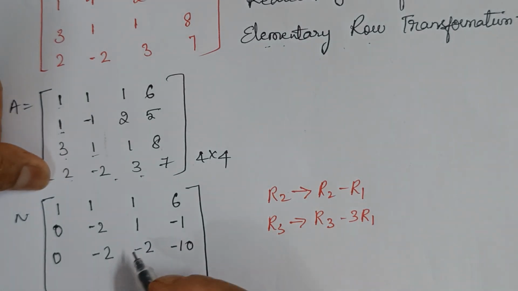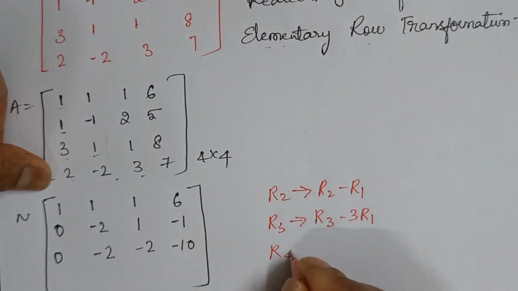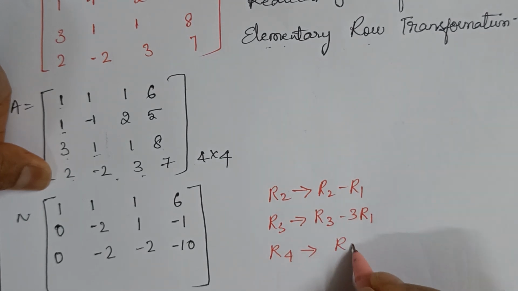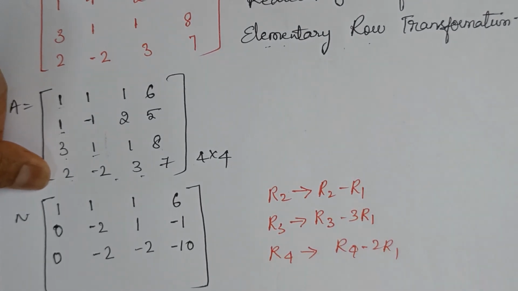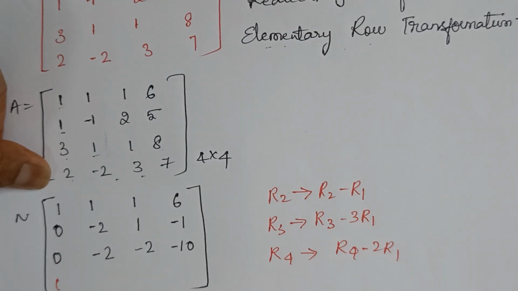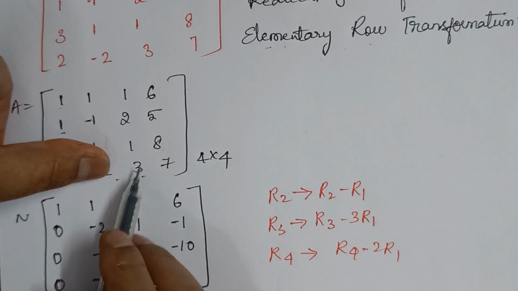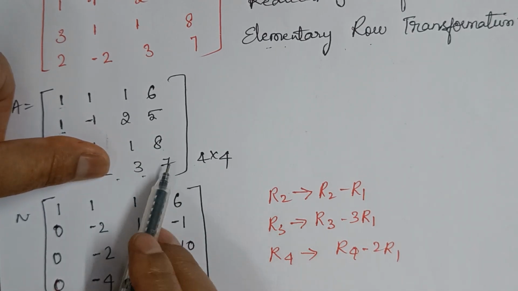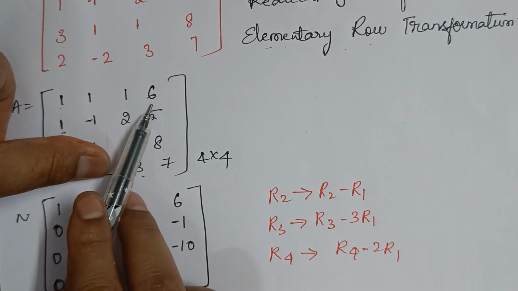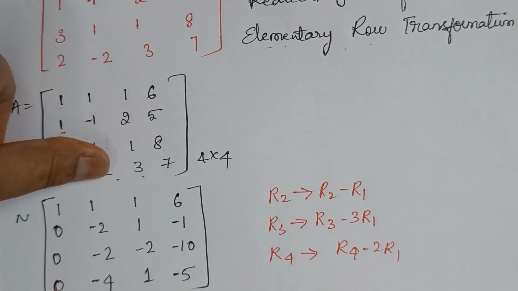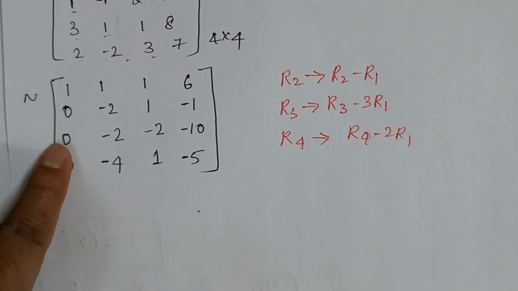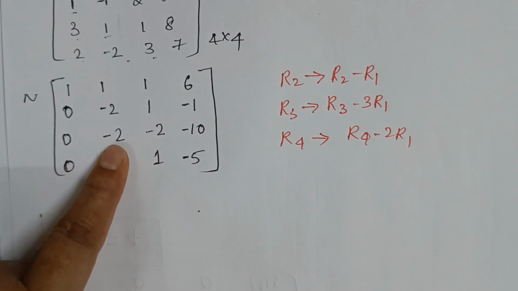Now the fourth row also I have to perform something. So row 4 changes to row 4 minus 2 times row 1. So this becomes 0, and this becomes minus 2, minus 2, minus 4. This becomes 3 minus 2 is 1. 7 minus 12 is going to be minus 5. Okay, done. Now I have to make this 0, this 0, this 0.